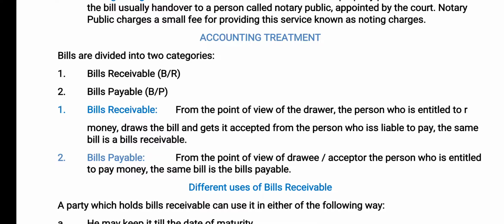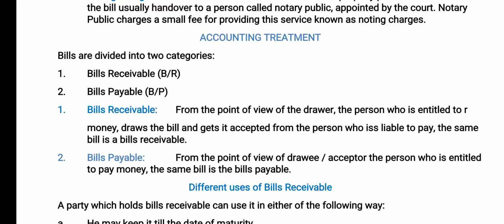Bills are generally divided into two categories. One is bills receivable and the other is bills payable. So what is going to happen in this case? The bills receivable is for the drawer and bills payable is for the drawee. So bills receivable, from the point of view of the drawer, the person who is entitled to receive money draws the bill and gets it accepted from the person who is going to pay that money. That is known as bills receivable.